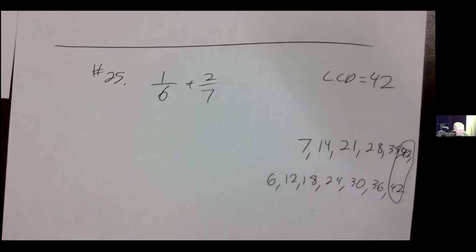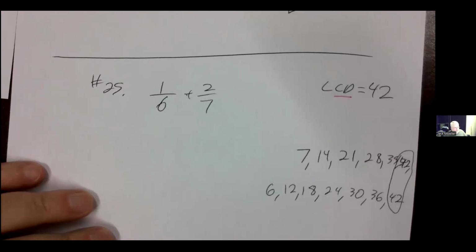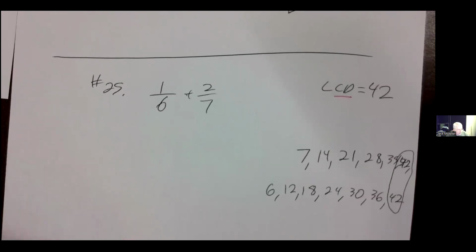Now, if any of you are out there saying, well, why don't we just multiply 6 times 7 and get 42? That is one way. If you're multiplying denominators, that guarantees you a common denominator, which to add or subtract is all you really need. If you don't have the smallest one, basically that means you're going to have more simplifying to do.